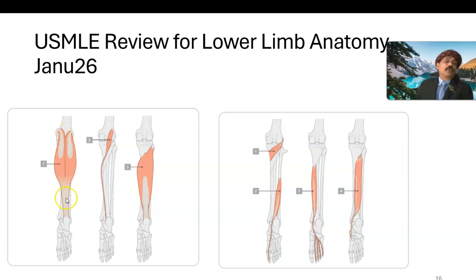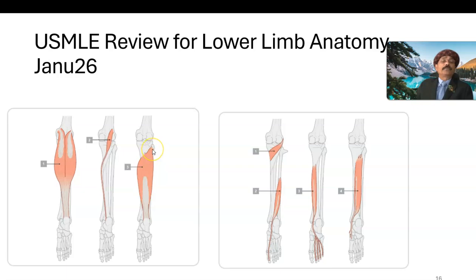Also, in addition to the triceps surae plantar flexing, these two muscle heads of gastrocnemius, because they cross the knee joint, attaching from the femoral condyle, also flex the knee joint. Gastrocnemius is here. This is the soleus.